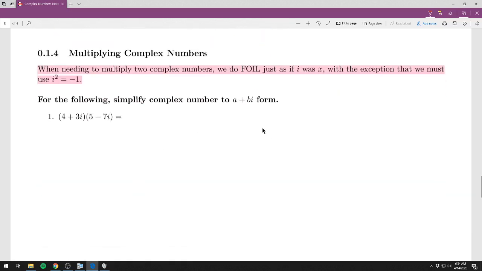Right, for multiplying complex numbers, it's pretty much, once again, the same thing. Looking down here at this example, if we had 4 plus 3i and 5 minus 7i, and we wanted to multiply them, but they were x's, we would FOIL them out. Well, we want to do the same exact thing here, just like if i was x. The extra thing when you multiply complex numbers is you're always going to get an i squared, and you need to plug in i squared as negative 1. A plus bi form does not have an i squared in it. You've got to make sure you plug that in.